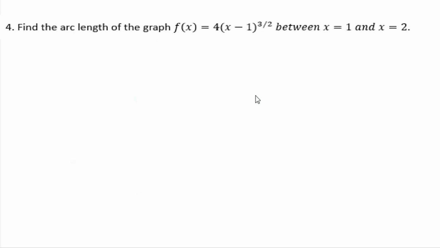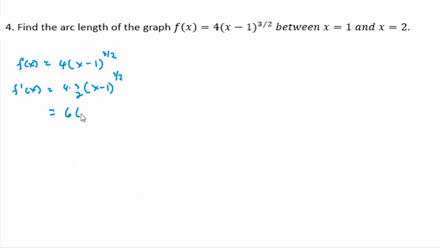Number 4 is find the arc length of the graph f of x equals 4 times the quantity of x minus 1 to the power of 3 halves between x equals 1 and x equals 2. So first we're going to solve the derivative of f of x. So I will write first f of x equals 4 times the quantity of x minus 1 to the power of 3 halves. Taking the derivative of that, this will become 4 times 3 halves times x minus 1 to the power of 1 half times 1. So no need to write 1. By simplifying this, we have 6 times x minus 1 to the power of 1 half.